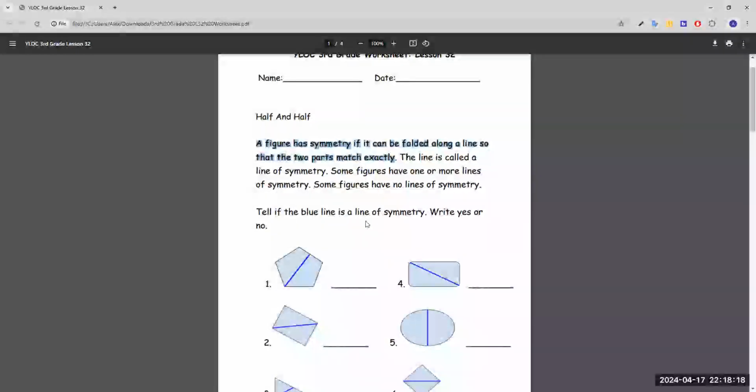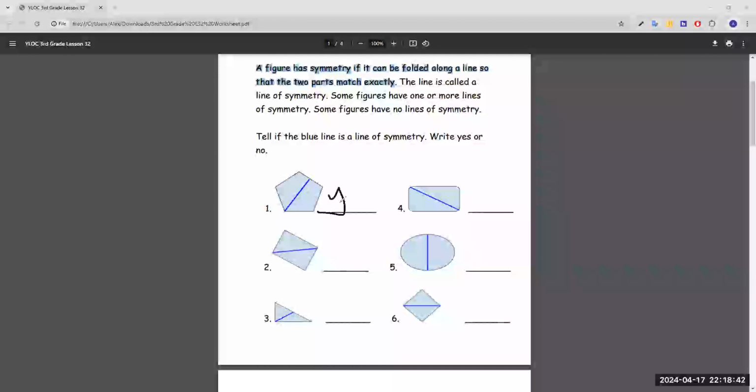So that means that the blue line separating the two parts, like let's say for number one, these two have to be the exact same. And for this scenario, we can see here that the two parts do match exactly. So the blue line would be a line of symmetry.